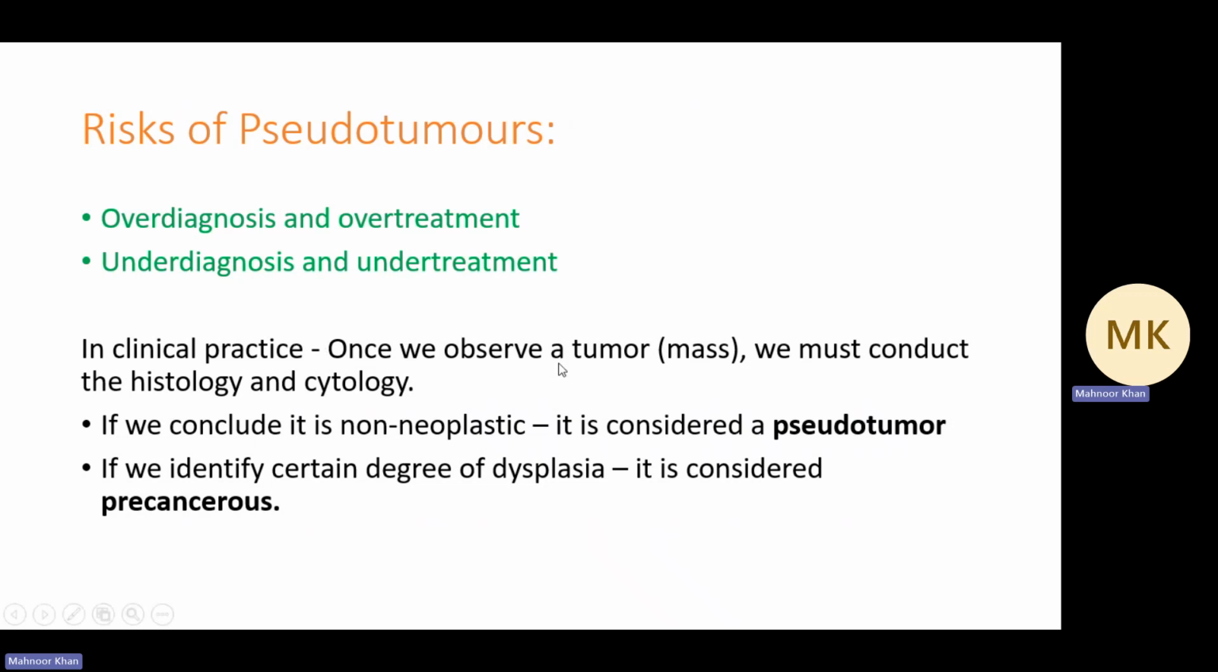So in clinical practice, once we observe a tumor, basically a mass, we must conduct histology and cytology. And if the pathologist concludes it to be non-neoplastic, it is a pseudotumor. And if we find dysplasia as precancerosis, and further atypia and metastasis, then we can call it a malignant tumor. It all depends on histology and further staging if required. So that's about it.